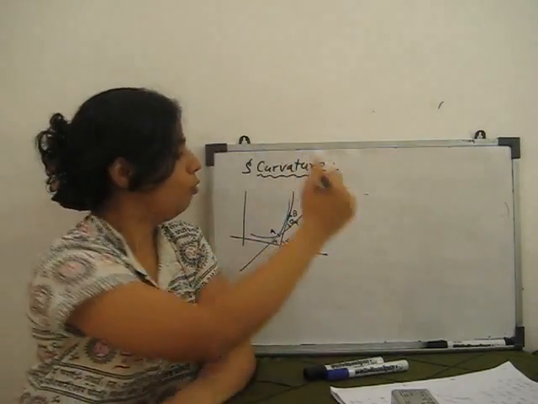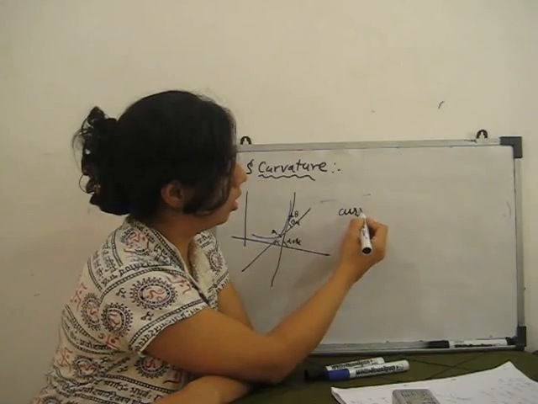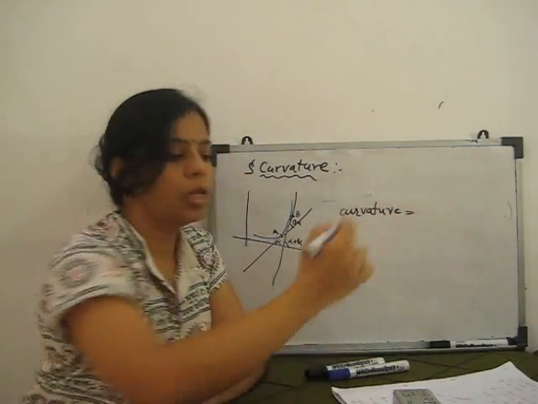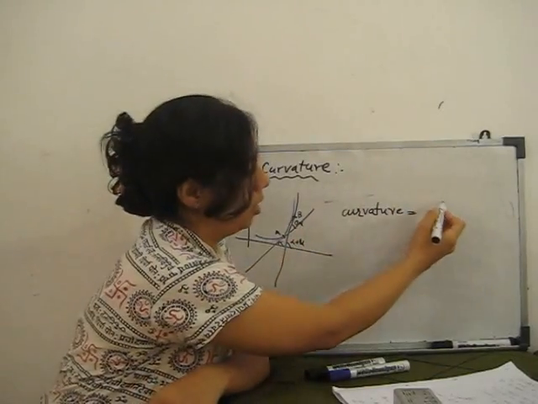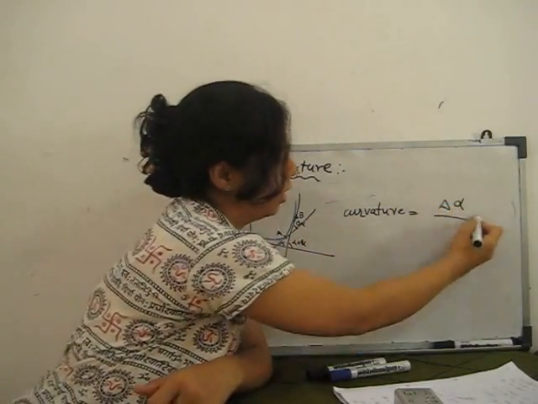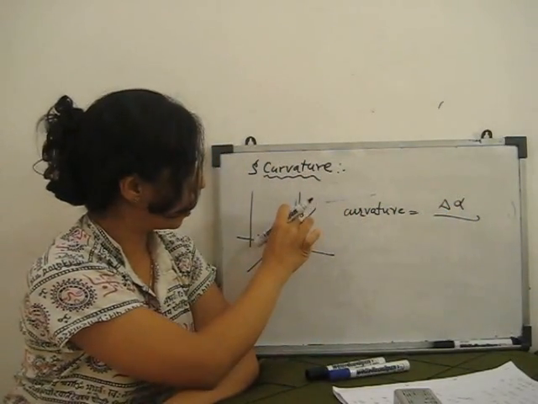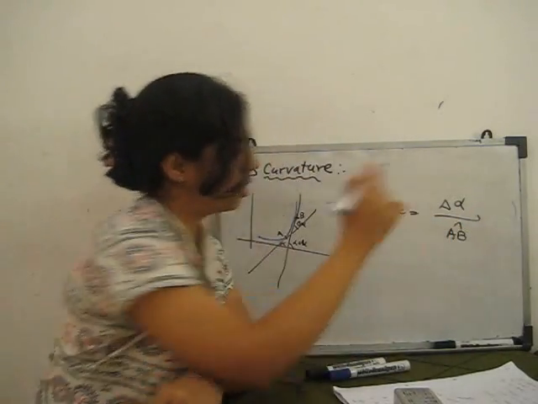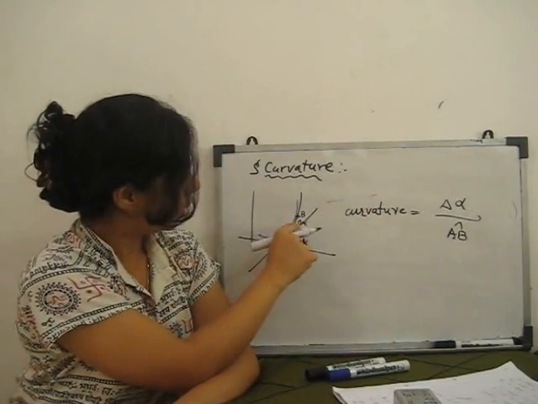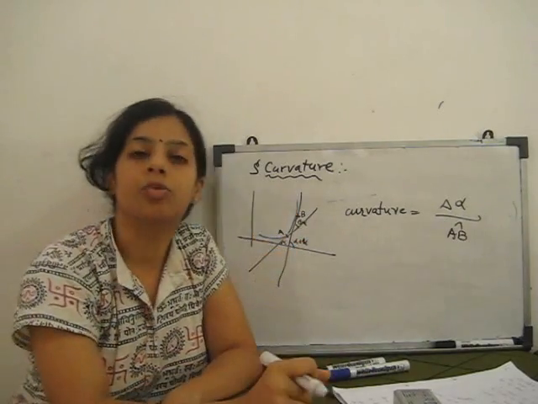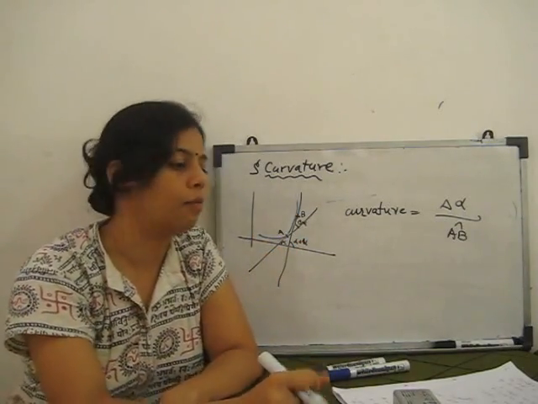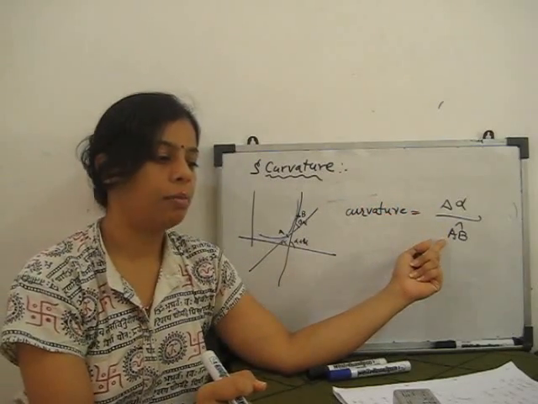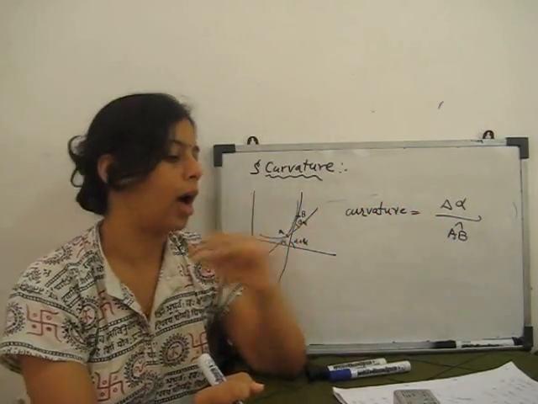So what is the curvature? Curvature is del alpha, that angle, divided by the length of this arc. Clear? So this del alpha divided by the arc length gives the bendness or curveness of the given curve. It means angle divided by the length of that arc.